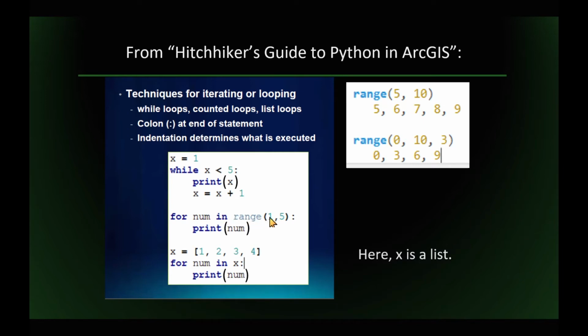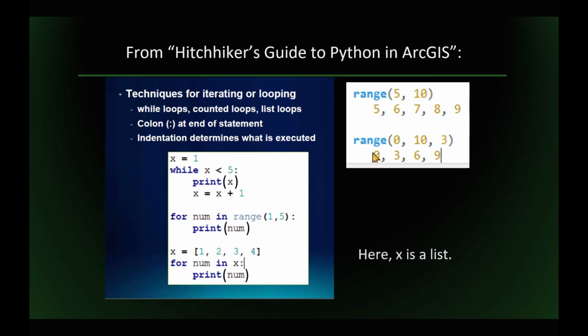the range goes from 1 to 5. But 5 is the first number that is excluded. So in this case, the true range is really only 1 to 4. That's why I put this up here in the corner. A range from 5 to 10 would only consist of these numbers.